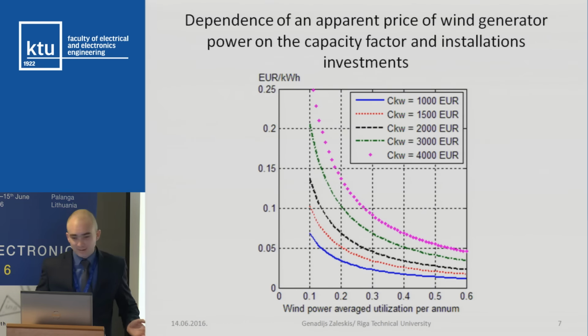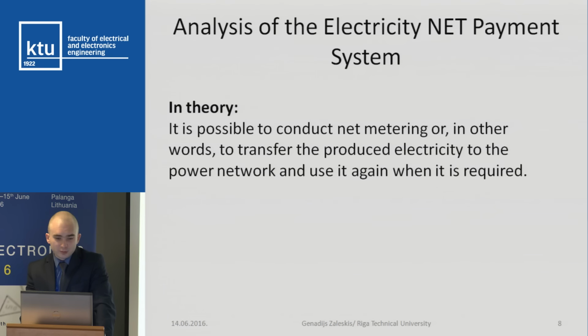but there is a problem with laws. How can a consumer get compensation for energy which is transmitted to the conventional grid? In theory, it's possible to conduct net metering, or in other words, to transfer the produced electricity to the power network and use it again when it is required. Therefore, in Latvia a net payment system is used, which is applied for microgenerators.